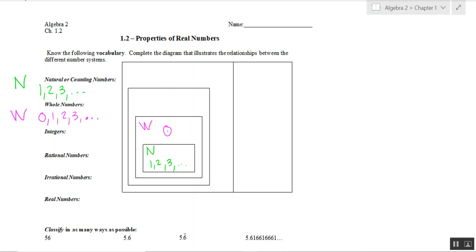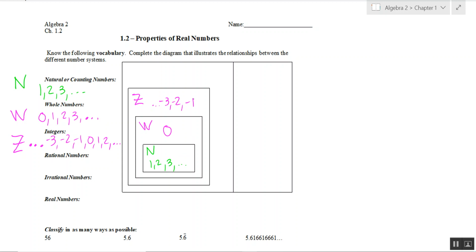Integers are positive or negative whole numbers, meaning we can have any negative number, and we'll say negative 3, negative 2, negative 1, 0, 1, 2, 3, and so on. Those would all be integers. Integers are not I. Integers instead are Z. I'm going to put Z up here. That's the symbol for integers, and so we'll add negative 3, negative 2, negative 1, and all the negative numbers to this diagram.